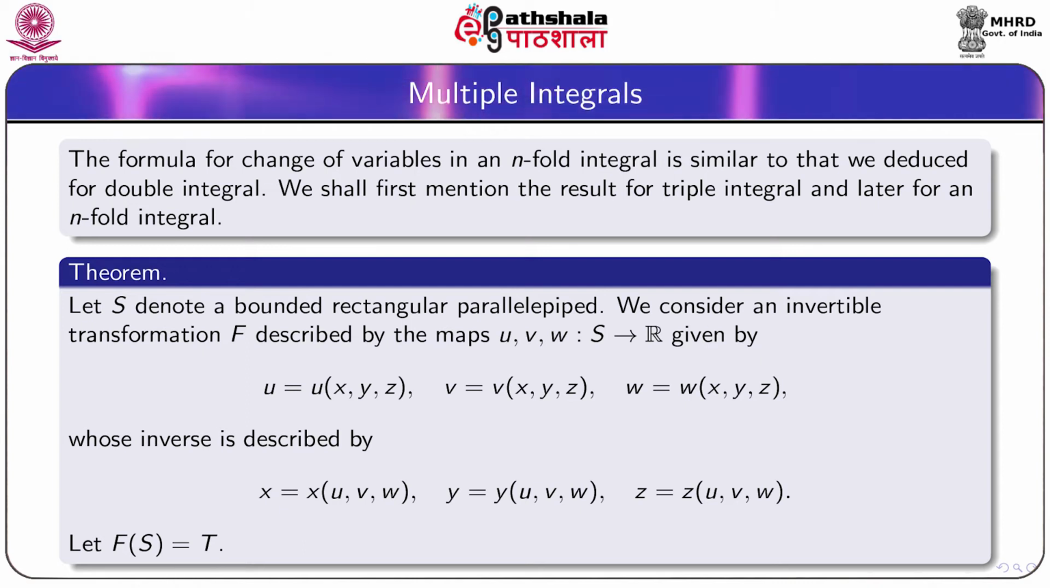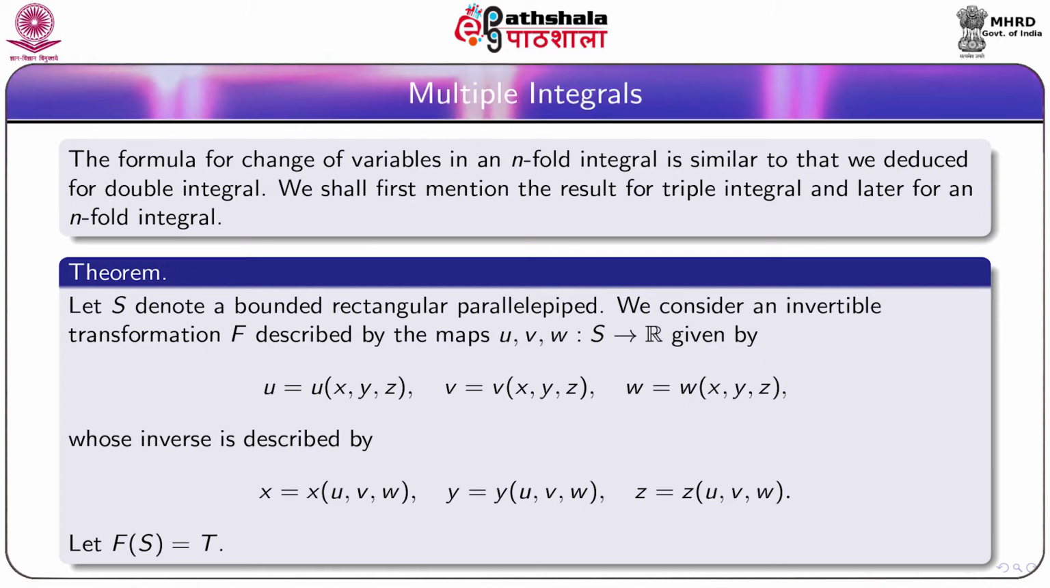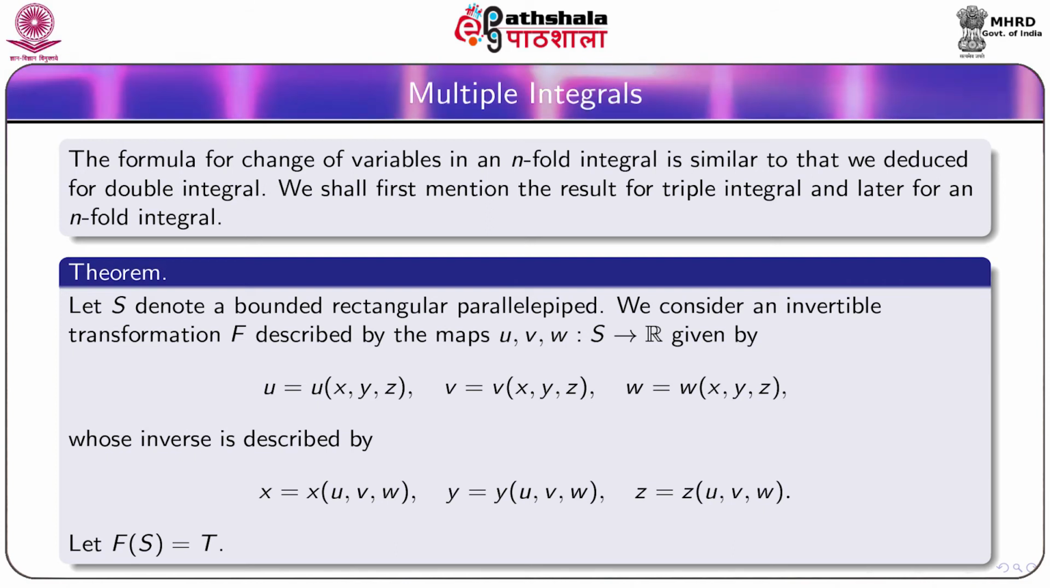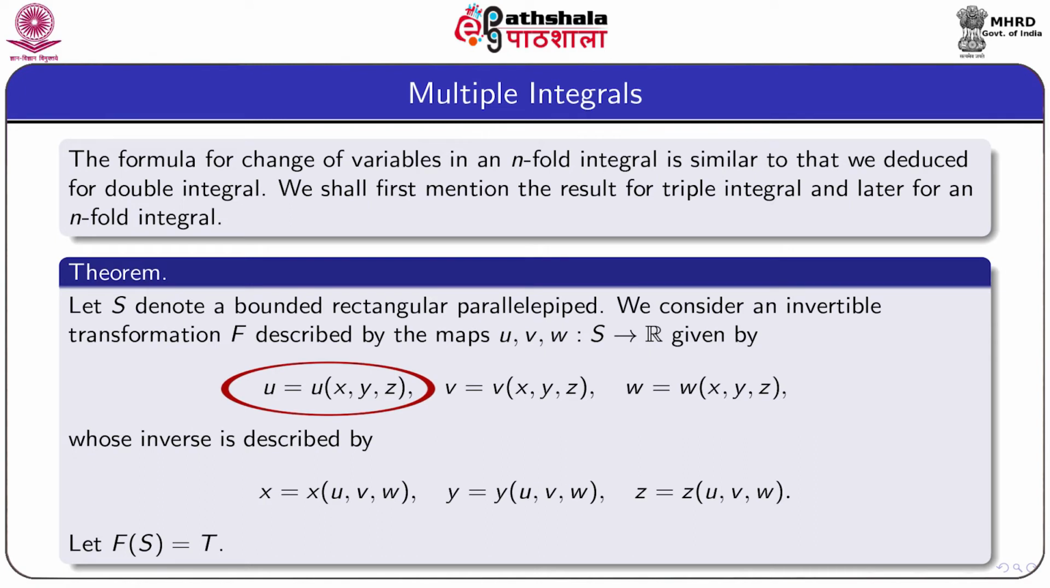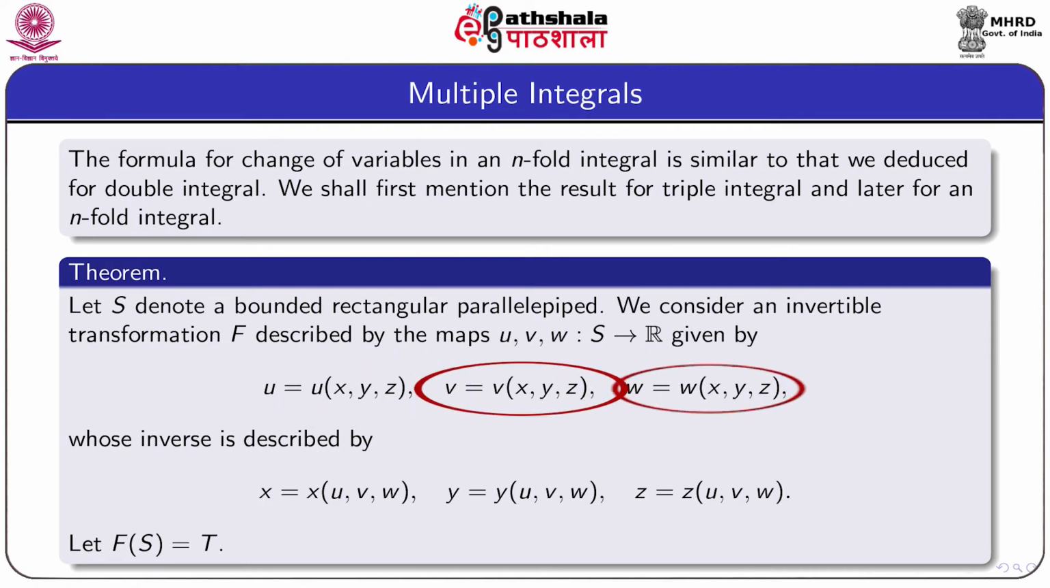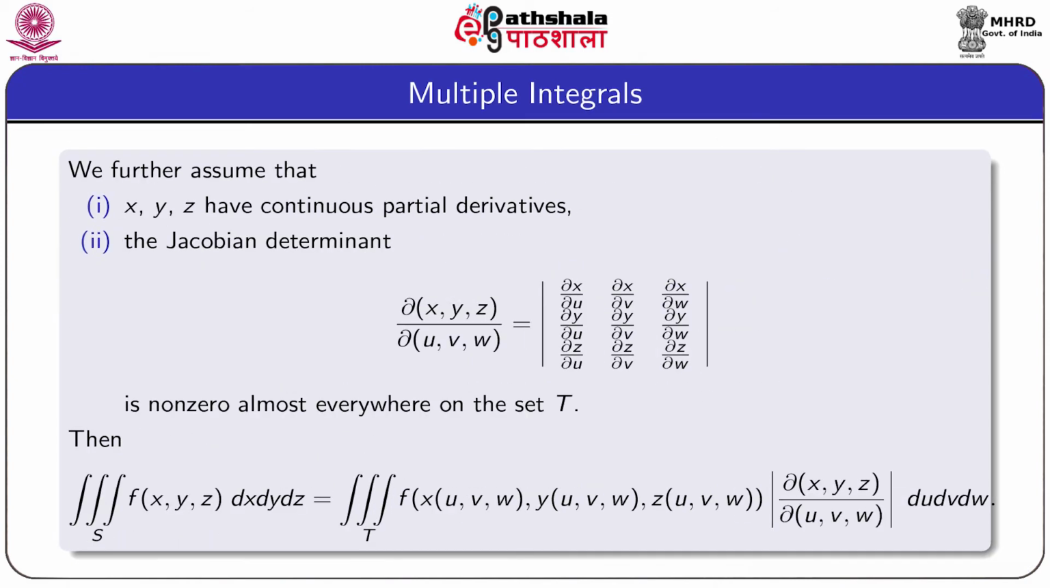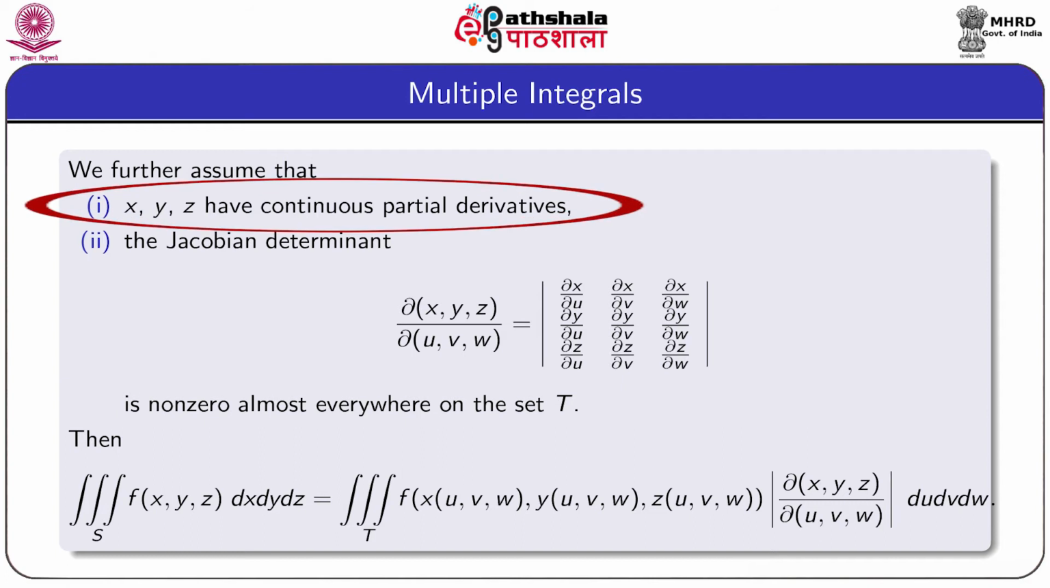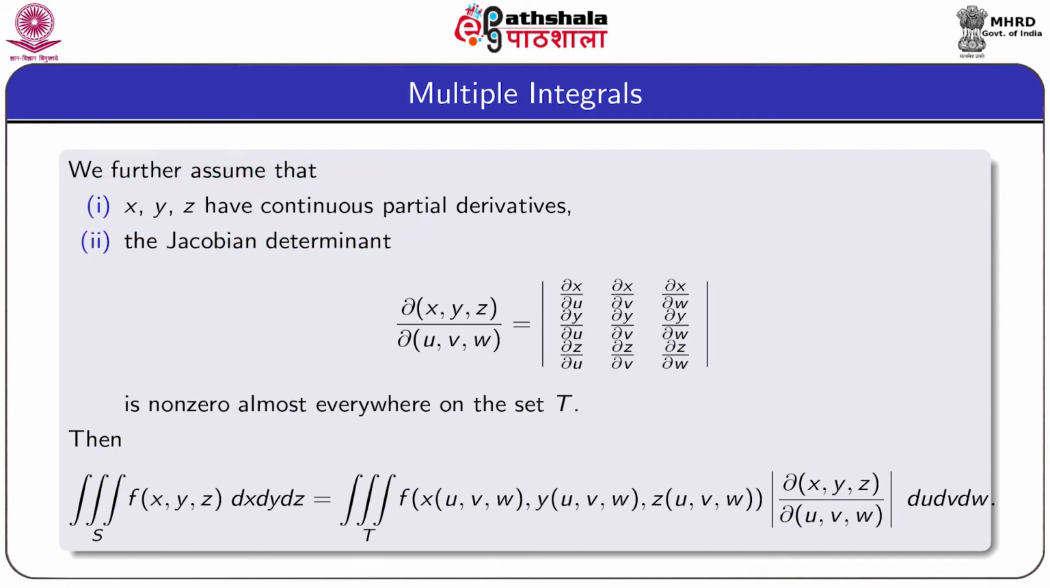Theorem. Let S denote a bounded rectangular parallelepiped. We consider an invertible transformation F described by the maps u, v, w from S to R^3, given by u = u(x, y, z), similar for v and w, whose inverses are given by x = x(u, v, w), y = y(u, v, w), and so on. Let F(S) be equal to T. We further assume that x, y, z have continuous partial derivatives when considered as functions of u, v, w.